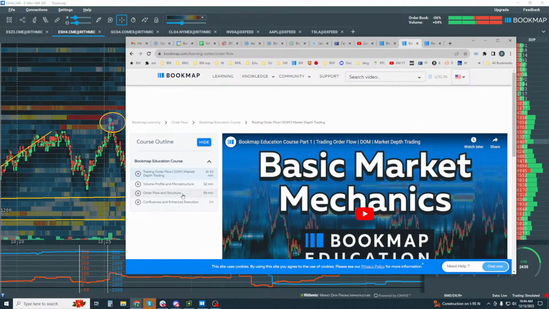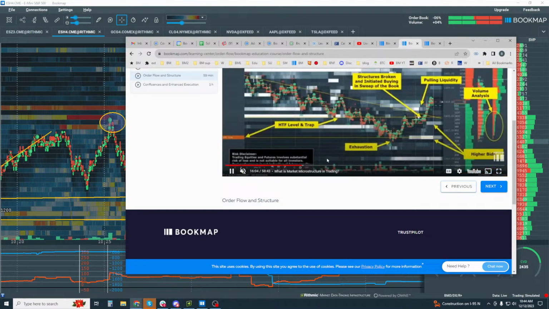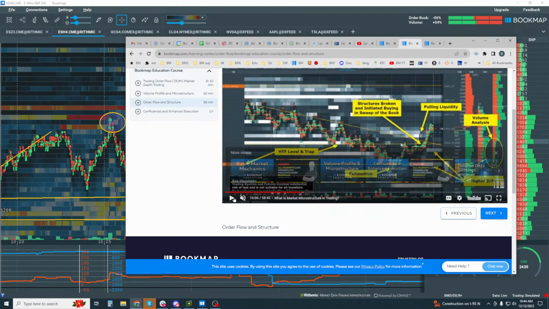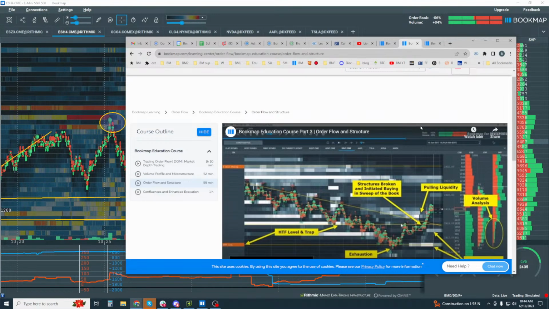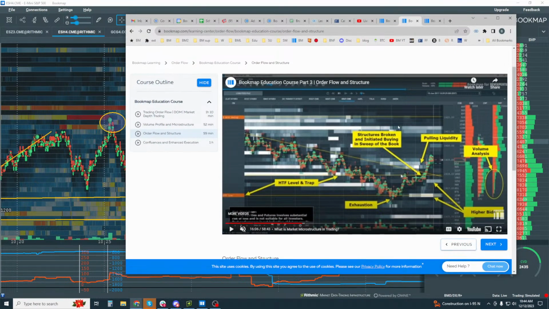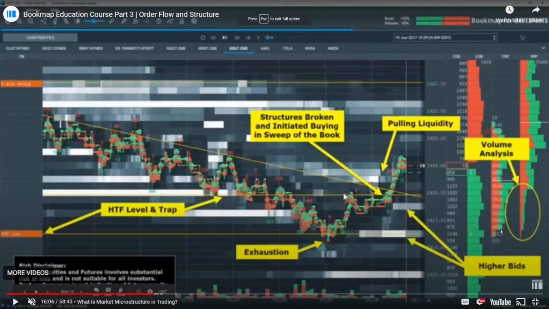Someone put a nice comment in here for part 3 just the other day, saying this is 6 years old now and still works. It's an older heat map, but look at this. We're going through exactly the same things in here. Higher time frame level, and high liquidity getting filled in here. Here's some exhaustion. Let me make this bigger. Exhaustion here. Structure is broken.